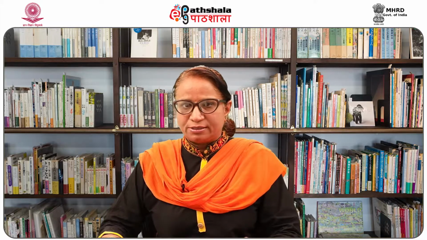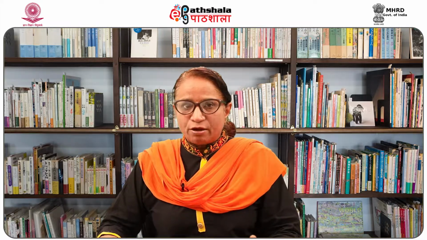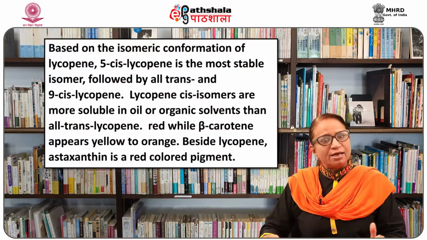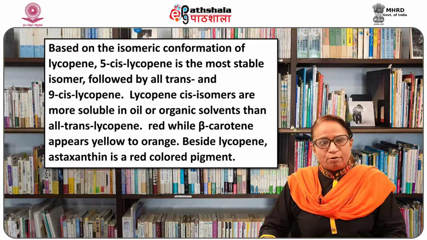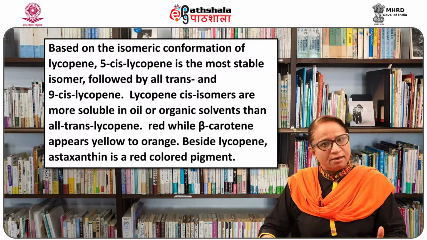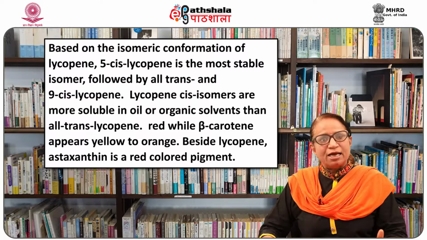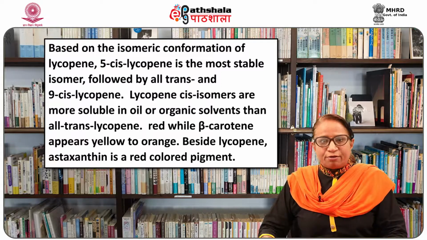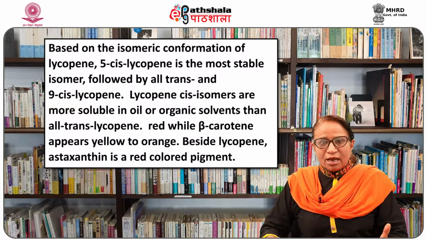Lycopene has many isomers. The 7 double bonds of lycopene can be isomerized to mono-cis or poly-cis isomers. Based on the isomeric conformation of lycopene, 5-cis lycopene is the most stable isomer, followed by all-trans and 9-cis lycopene. Lycopene cis isomers are more soluble in oil or organic solvents than all-trans lycopene. While beta carotene appears yellow to orange, besides lycopene, astaxanthin is a red colored pigment.